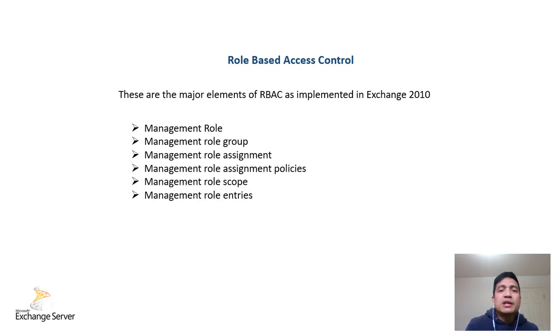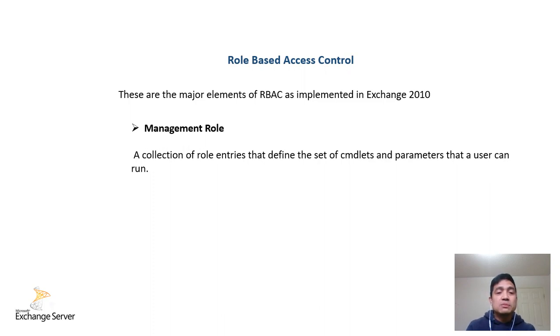Okay, there are major elements of RBAC as implemented in Exchange 2010. You can see them on the screen. The first one is the management role group, management role assignment policies, management role scope, and management role entries. The first one, management role. What is a management role? A collection of role entries that define the set of cmdlets, or commands, and parameters that users can run. So that is the collection of role entries that we can apply or execute through commands.